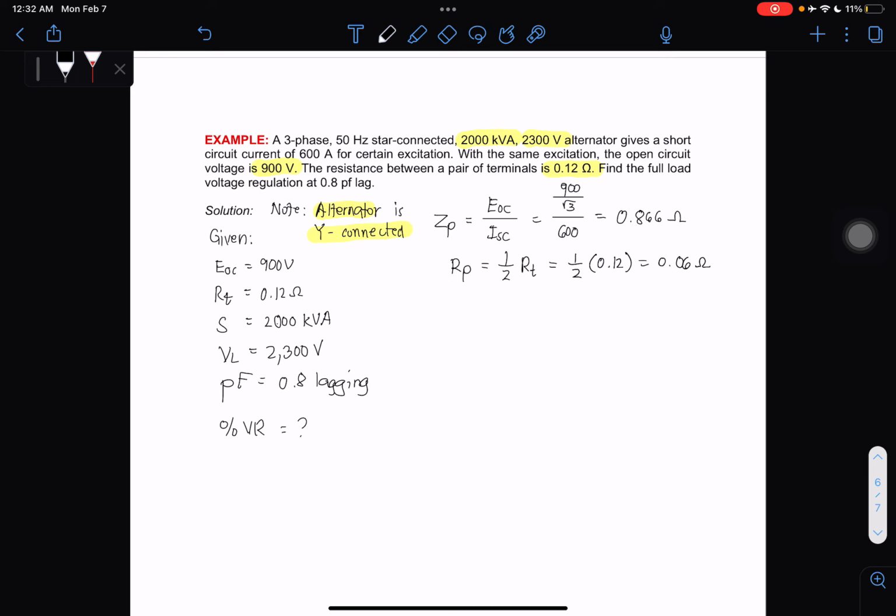So pwede na to makasolve sa XP, the inductive reactance of the windings per phase. Formula XP is equal to square root of ZP squared minus RP squared. So na-solve na nato, square root of 0.866 squared minus 0.06 squared. So our XP will be 0.864 ohms.